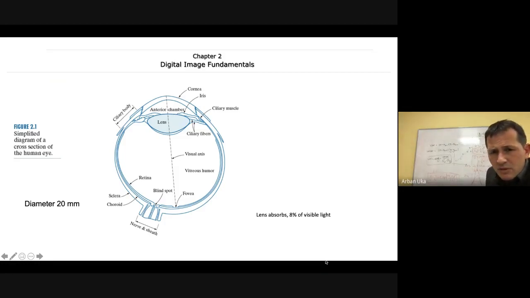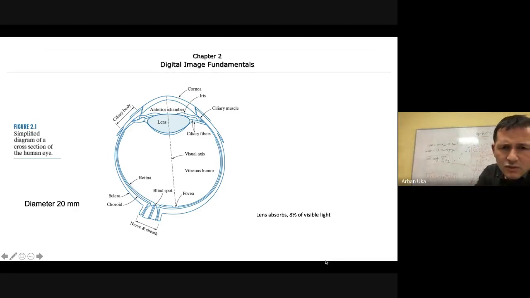Now, we have a lens which absorbs around 8% of visible light. And if it absorbs visible light, that means that it might not absorb invisible light, let's say wavelengths in the order of 1000 nanometers or 2000 nanometers. These are out of the visible spectrum, but there are spectrums which can bring information to our eyes, but we cannot perceive them because our visible spectrum is somewhere between 400 and 700.